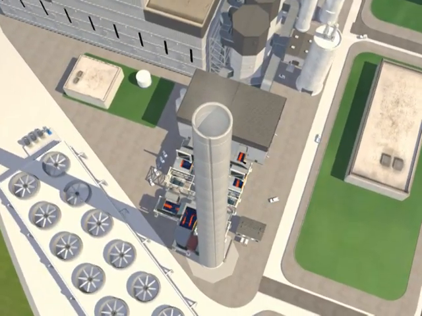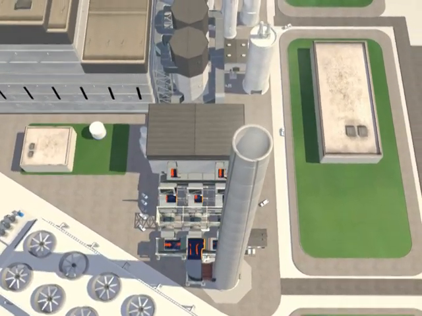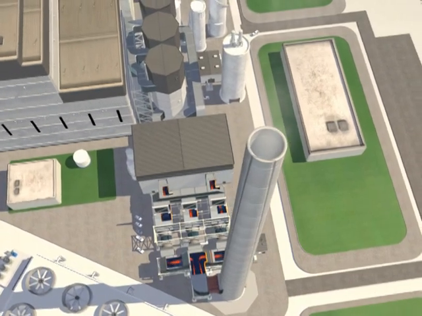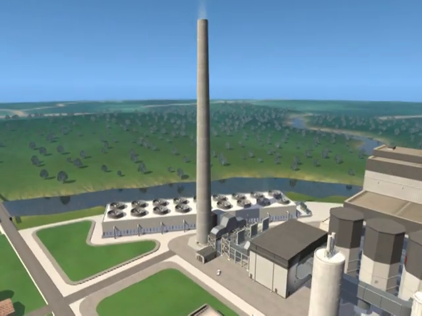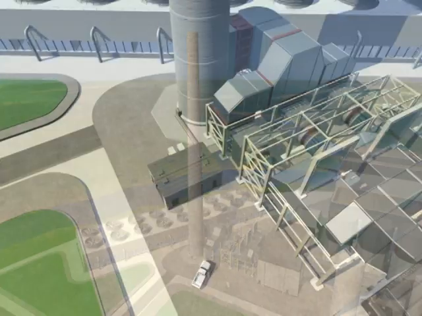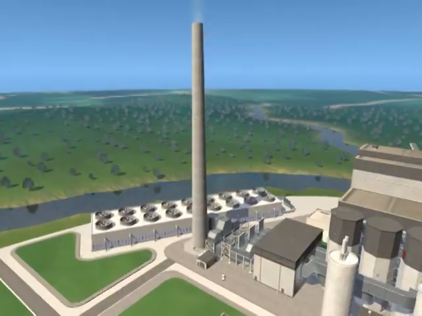In the stack, a continuous emissions monitoring system analyzes the gases for sulfur dioxide, nitrogen oxides, carbon dioxide, and carbon monoxide. If the gases are above permitted levels, the monitoring system triggers an alarm in the control room so an operator can take action to correct the problem.